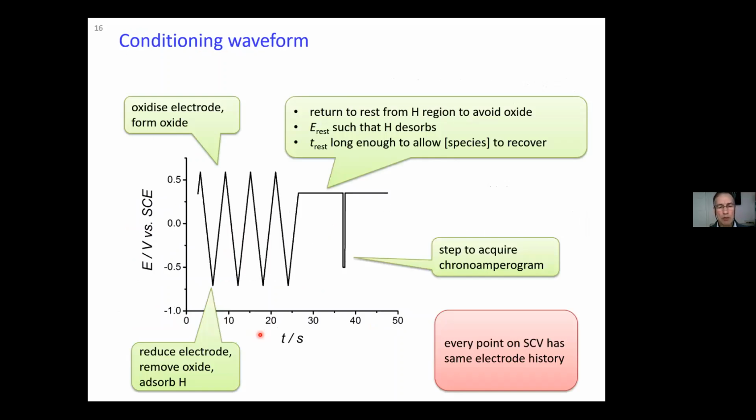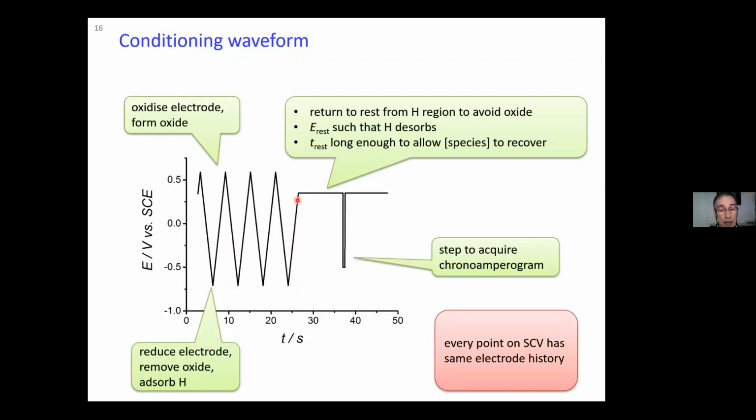I don't know if you noticed, but to perform these experiments, we've been using a conditioning waveform, which basically involves scanning the potential a few times. These were all done on platinum electrodes, so we went a little bit positive to form some oxide, and then we went negative to reduce and remove the oxides and adsorb hydrogen.